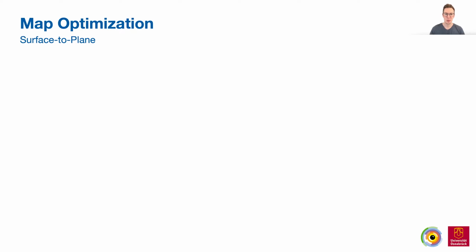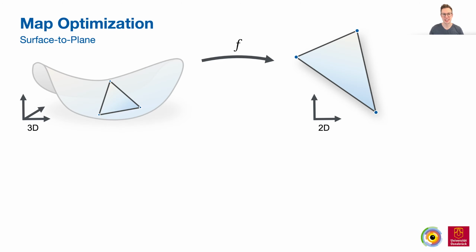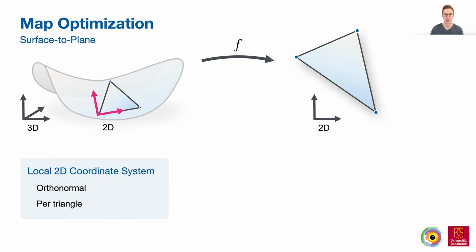Next, let's move from the plane-to-plane case to the surface-to-plane case. And really, not much changes here. The only difference is that the vertex positions of our source triangle now have 3D coordinates. But all we need to do is switch from a global 3D coordinate system to a local 2D coordinate system of the triangle's tangent space. The particular choice of coordinate system doesn't matter as long as we choose an orthonormal one, such that this change of basis doesn't change the shape of our triangle. And we do this for each triangle individually.